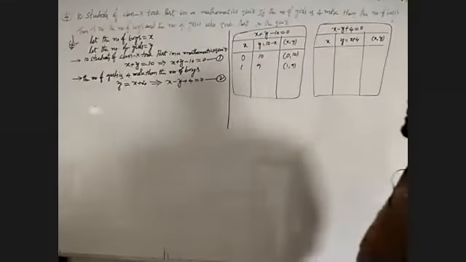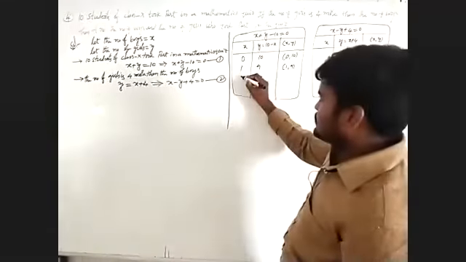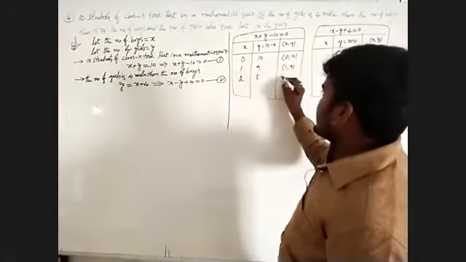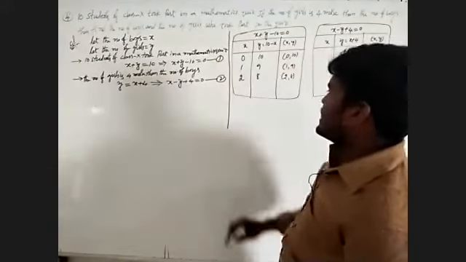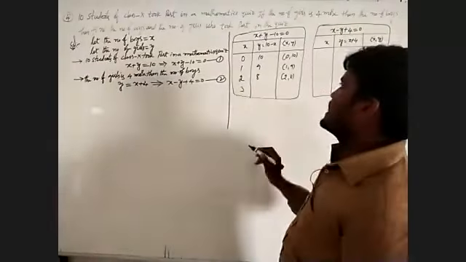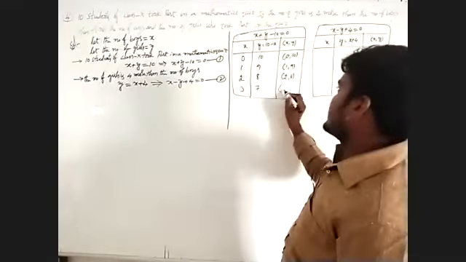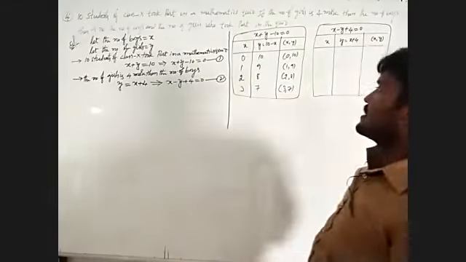After that, I take x is equal to 2. That is 10 minus 2 becomes 8. The given point is 2 comma 8. Then we take 3. 10 minus 3 becomes 7. That is the point 3 comma 7.